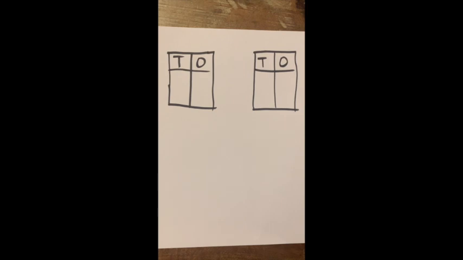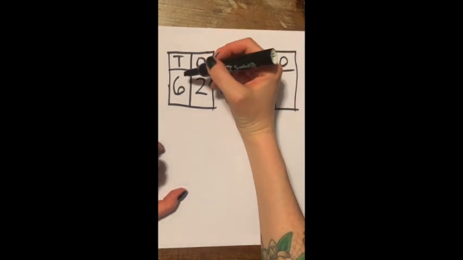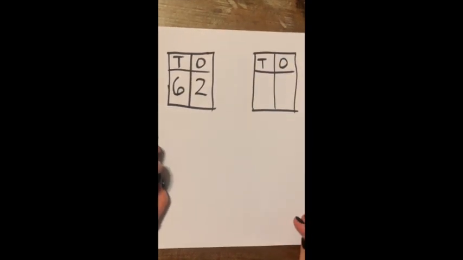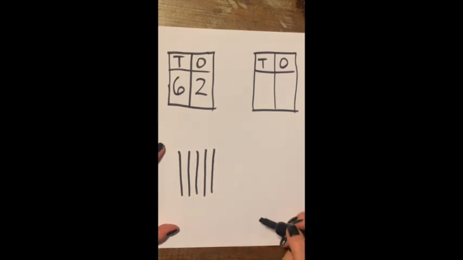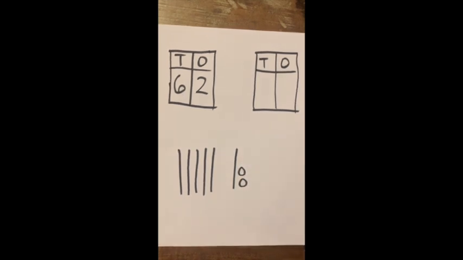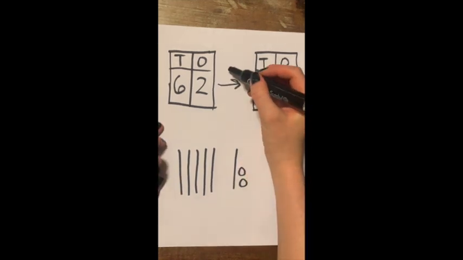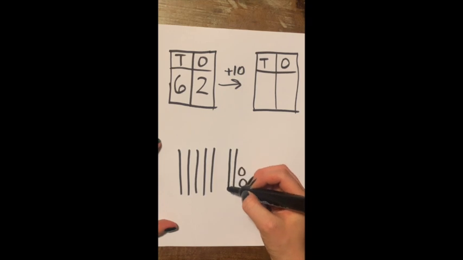All right, let's try another one. Let's start with 62 again. So six tens and two ones. And let's draw that out again using our quick 10 method. One, two, three, four, five, six, and then two ones. Now instead of adding one, I want to add 10. So let's add 10 to our quick 10 drawing. I'm just going to add another straight line right here.